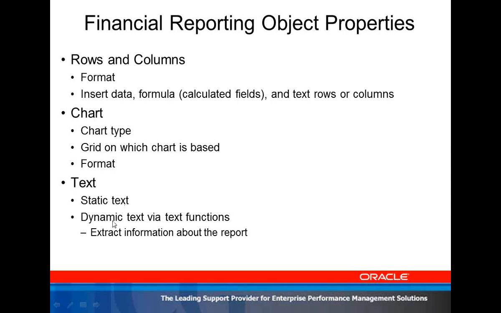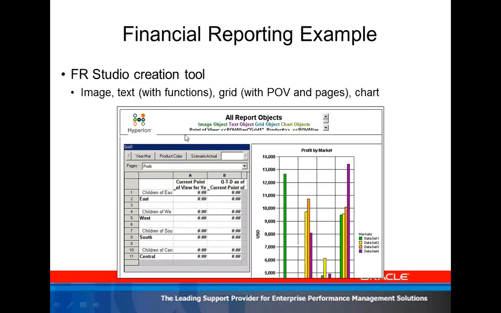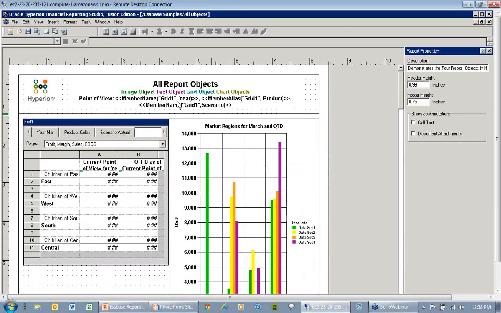You can add text objects with static text, or much more importantly, the dynamic text functions that extract information about the report from the report. So here's that all objects report, but I'm going to show it to you in more detail. When you're building it, you build a grid, you build a chart, you build a text object, you build an image object. And right now we're looking at it in the financial reporting tool, the creation tool.